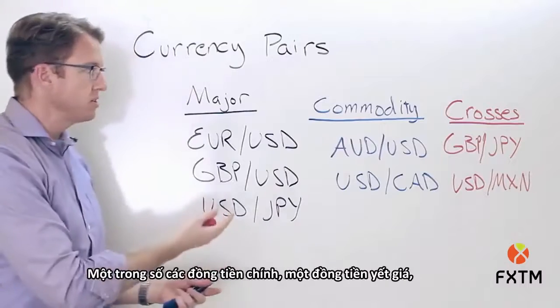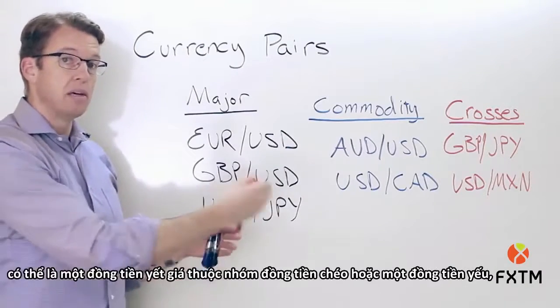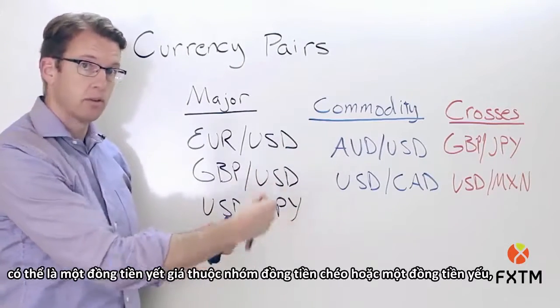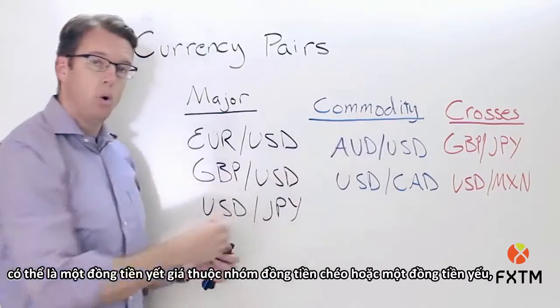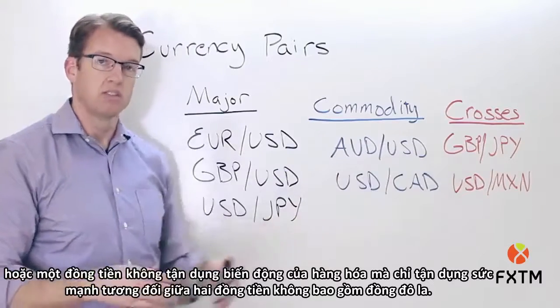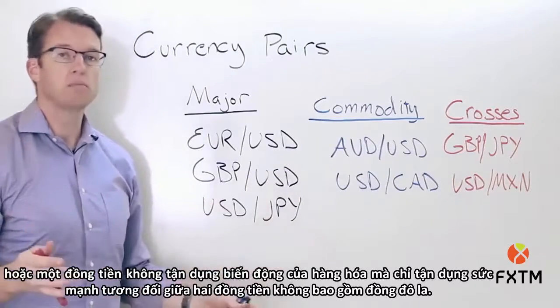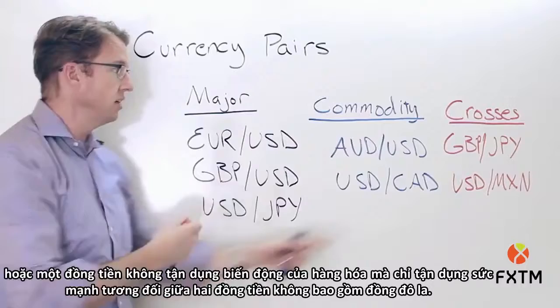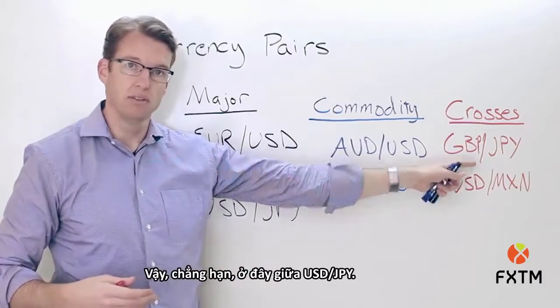So depending on your trading strategy, you have choices between what kind of currency pair am I really looking for? One of the majors, a commodity currency, maybe a commodity currency that falls into the category of a cross or an exotic, or a currency that is not taking advantage of commodity movement, but is just taking advantage of the relative strength between two currencies that does not involve the dollar. So for example, here between the pound and the yen.